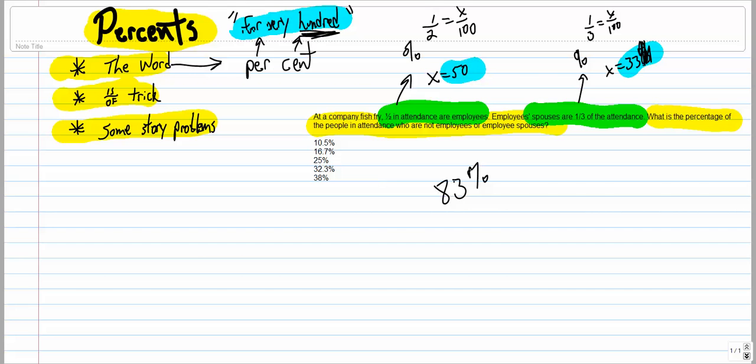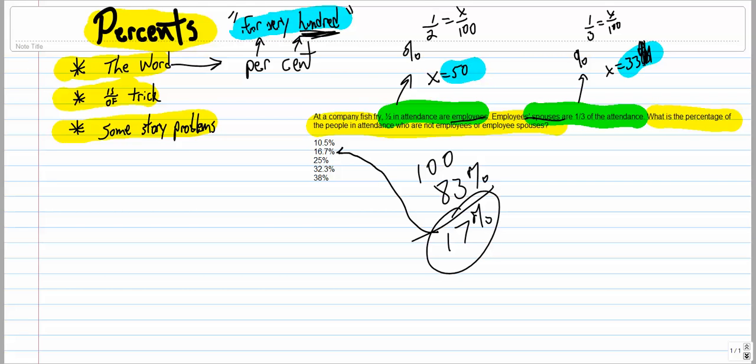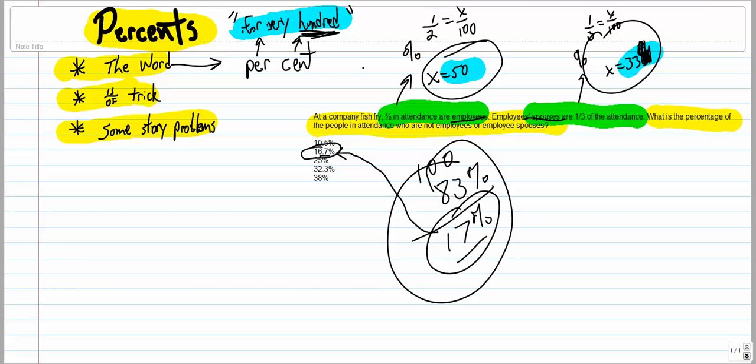So 83% are employees and spouses. So what does that leave? Well, that leaves about 17% others. And that is going to be choice B right here. Why is it 16.7 and I got 17? Well, I ignored that 0.3 up here. So this problem, pretty easy, but you had to do two things before you could get it right. It's kind of like the number one problem.